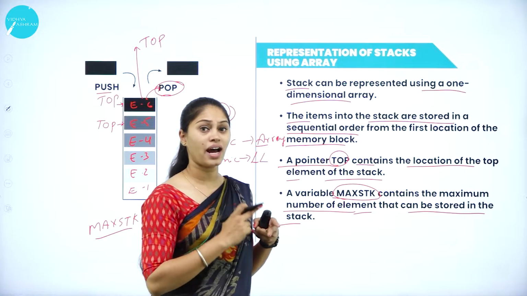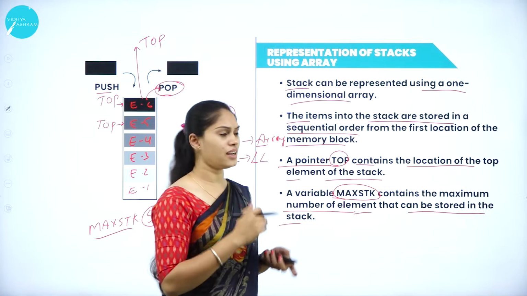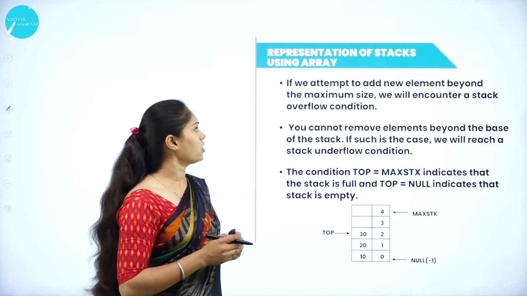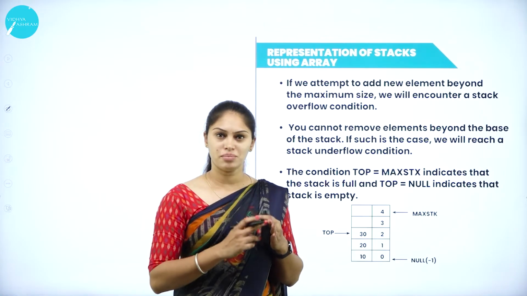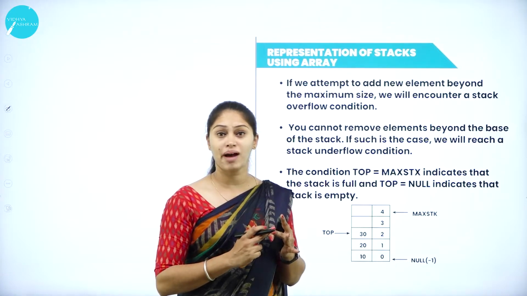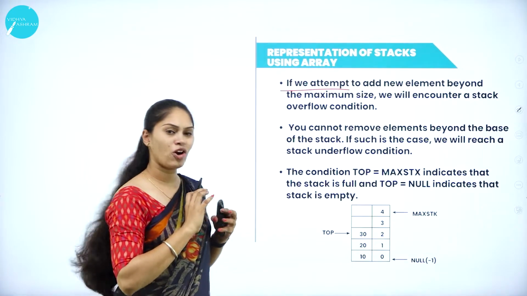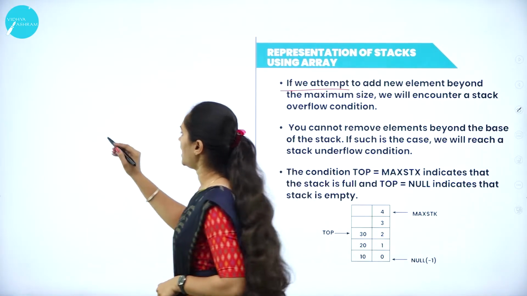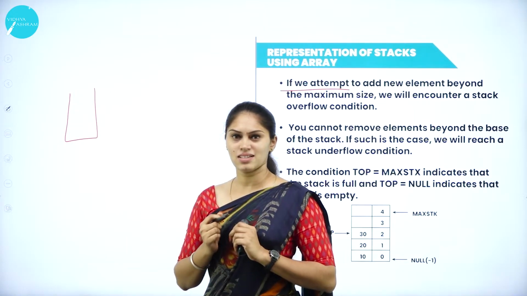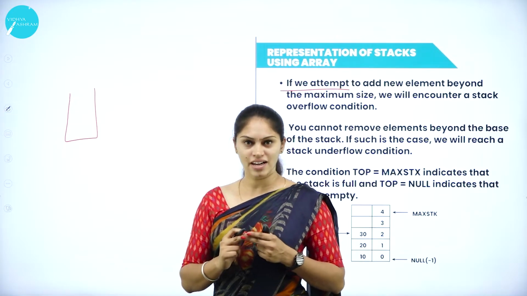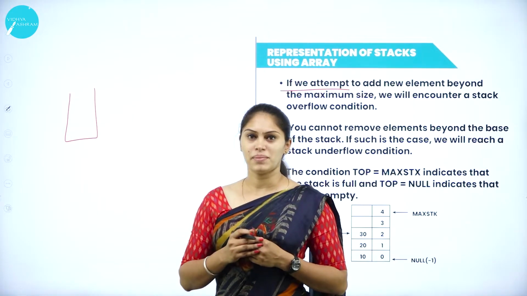We know what top is and what MAXSTK is, that is, the maximum number of elements for a particular stack. Now we are going to represent the stack using an array. For that, we must understand what top and maximum stack are. Now we will see what happens if we attempt to add a new element beyond the maximum size. Let me write a stack for you. How am I going to represent the stack? I can use a linked list or arrays. Let me take an array to represent the stack now.